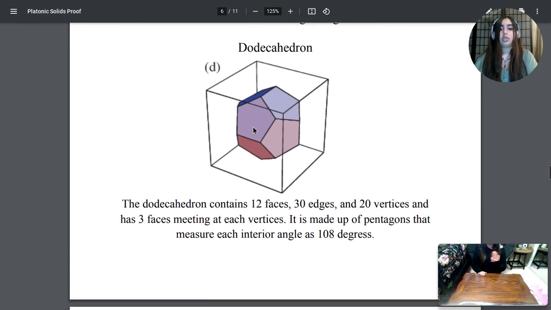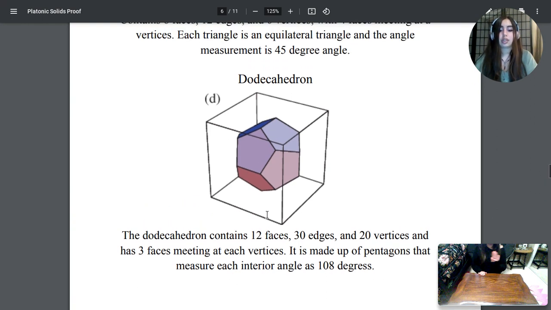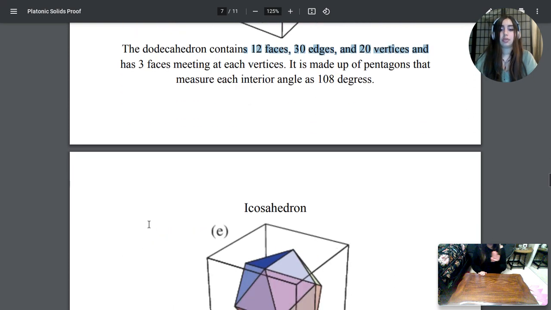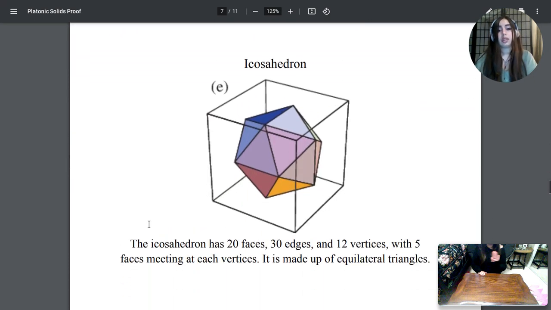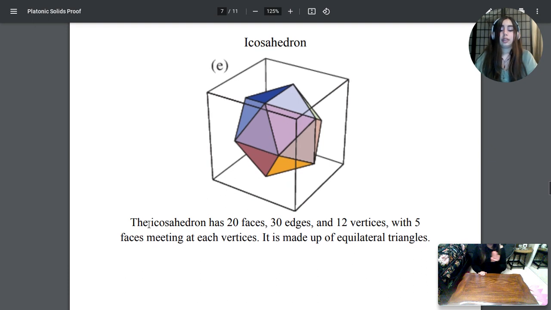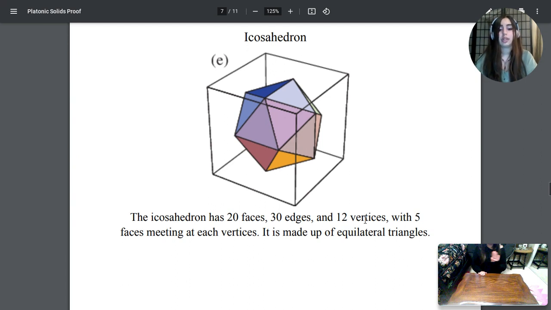The dodecahedron is a polyhedron that is made up of pentagons, and each interior angle measures about 108 degrees, and it has 12 faces, 30 edges, and 20 vertices, and 3 faces meeting at each vertex. Finally, the icosahedron, which has 20 faces, 30 edges, 12 vertices, and 5 faces meeting at each vertex. It is made up of equilateral triangles, which we specified has angles of 45 degrees.